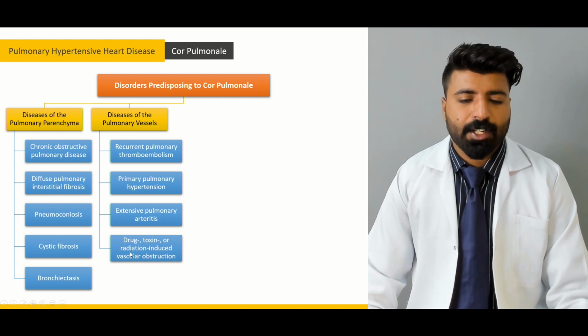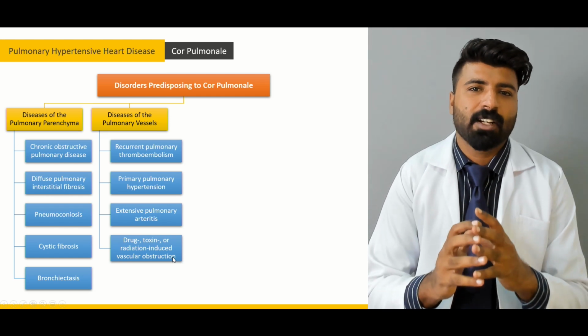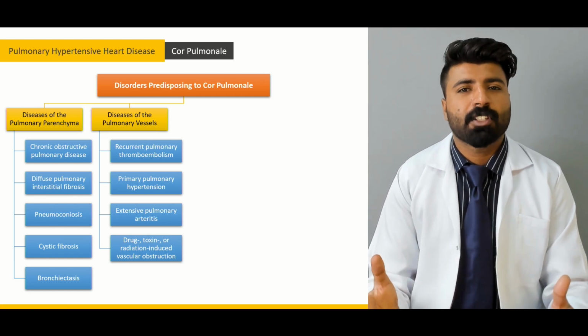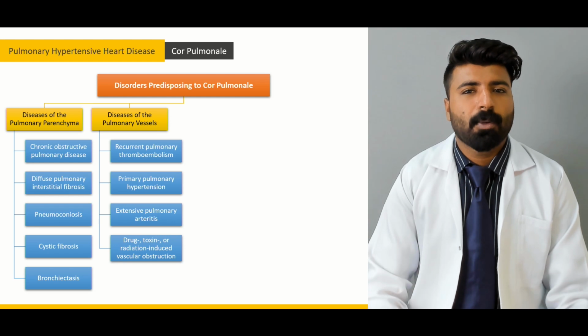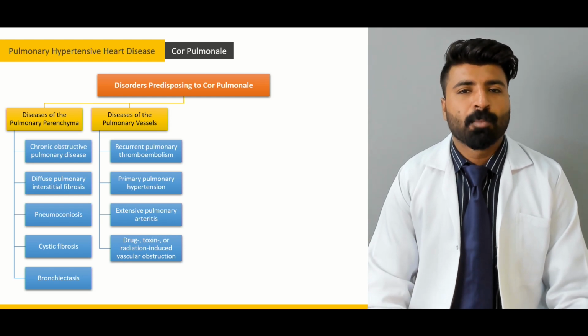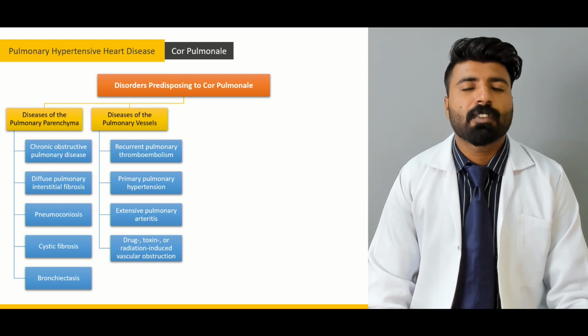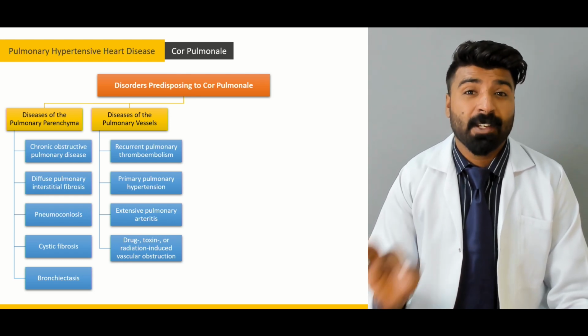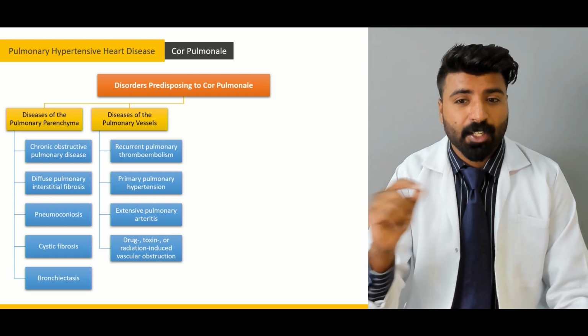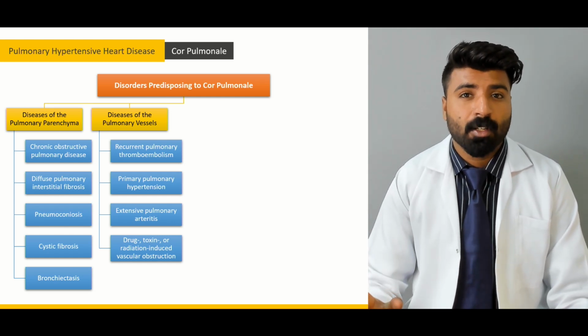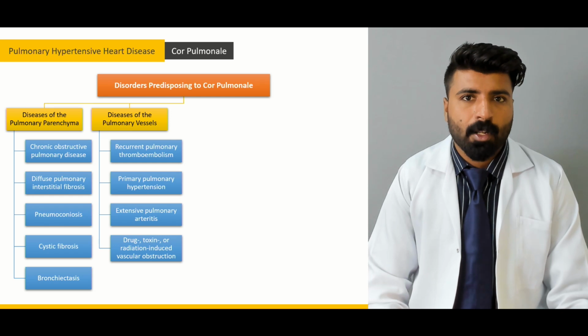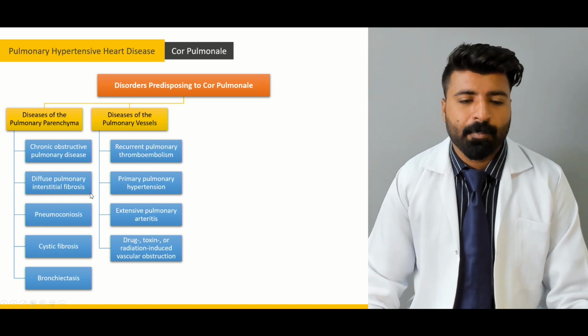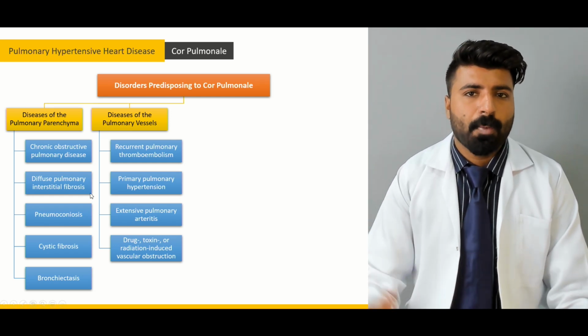Drugs, toxins, or radiation induced vascular obstruction. If there's obstruction inside the vessels, now the right ventricle needs to do what? Push the blood out of it with more and more pressure, which will lead to pulmonary hypertension, which will lead to cor pulmonale. I'm picking up every point and relating it to cor pulmonale so that you get my point, so that you develop a concept of how every one of them is leading to cor pulmonale.